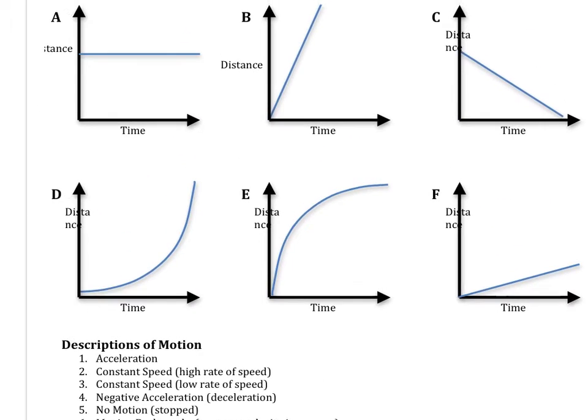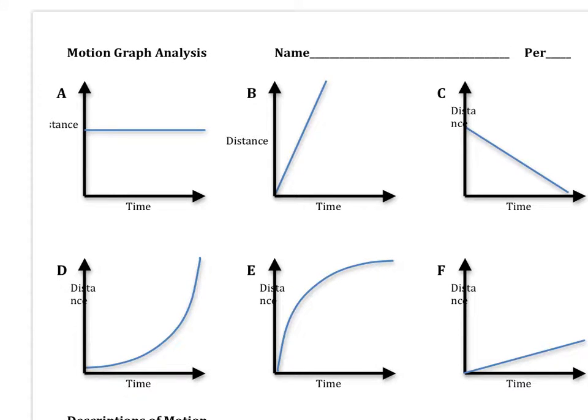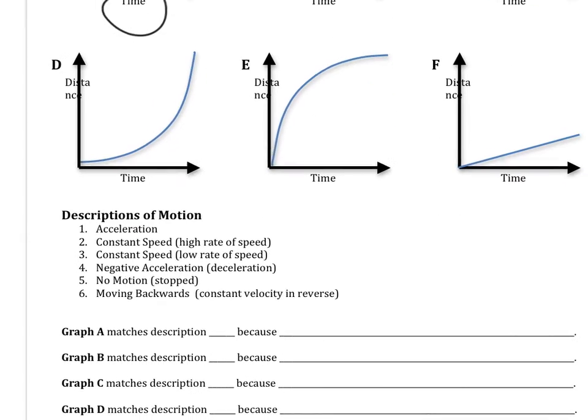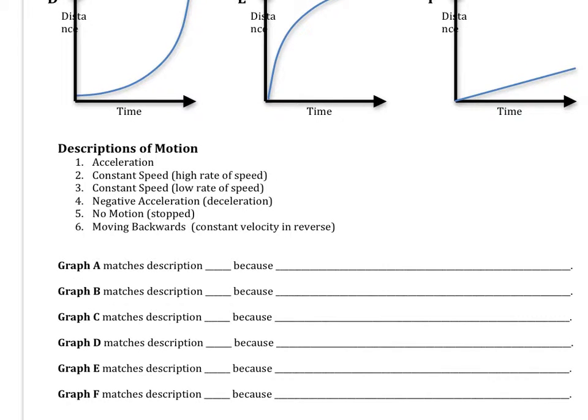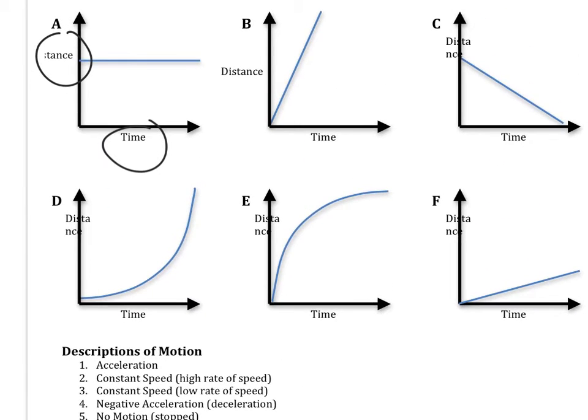What matches which description? In graph A we have time and distance, and it's a straight line. So what is it showing us? Is it showing us acceleration, constant speed at a low rate, negative speed, no motion, etc.? Here we can know that it's showing us no motion, because in the graph, as time passes, the distance stays the same. So for graph A, this is showing us no motion.